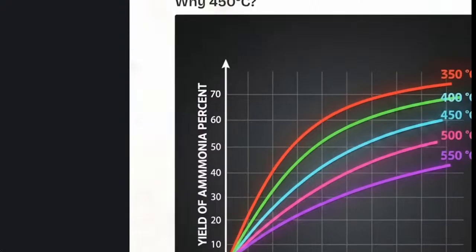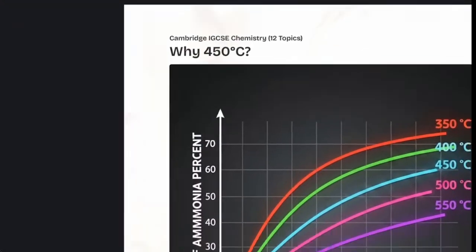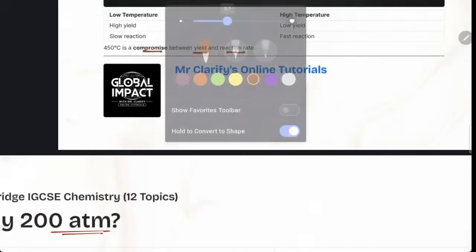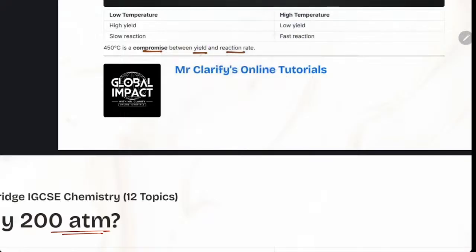Why 450 degrees Celsius? It is a compromise between yield and rate. Yield means how much you get. So it's 50-50. We are trying to make sure we get a good amount of ammonia. To get a good amount of ammonia, we need to decrease the temperature.